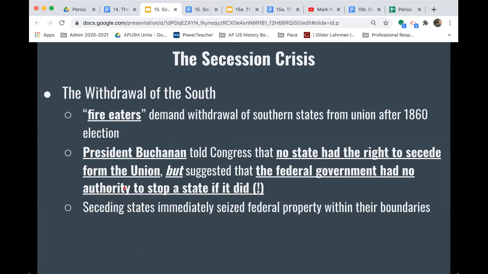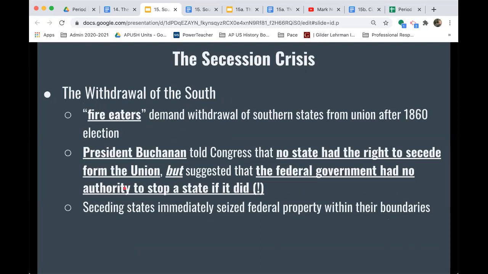So this group in the South, the Deep South, who are going to be called the Fire Eaters, are the most aggressive pro-secession, pro-expansion of slavery Southerners. They are going to demand withdrawal of the Southern states immediately after the election. Lincoln's not even president yet. He's just elected president, and they're already leaving.